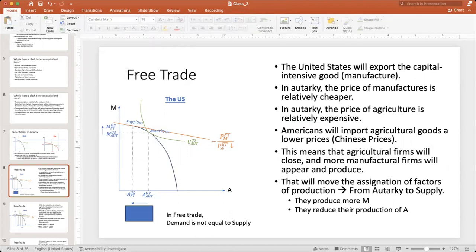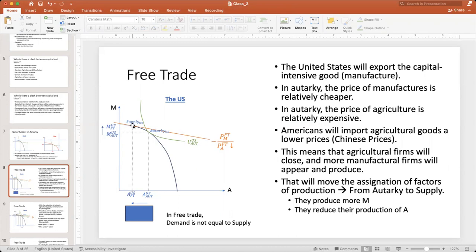Remember, right now, American citizens are buying agricultural goods from China, and China produces agricultural goods with lower prices. So that's why we are going to move the supply or the production in the economy here.